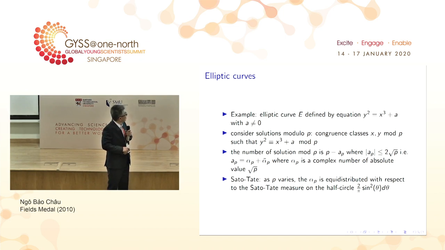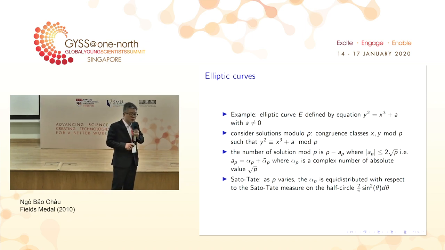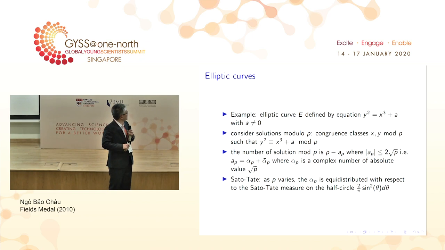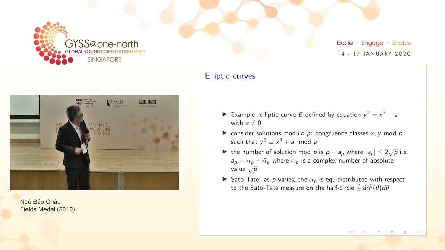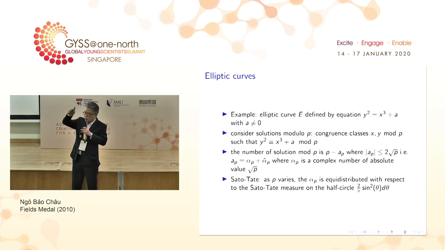But he even proved that it's actually a sum of 2 conjugate complex numbers. Each of them has absolute value square root of p. So that's why the sum of them cannot be larger than 2 square root of p. Okay. And then you can ask these questions. So with this, you divide by square root of p and look at the angles. So you have to ask how this angle varies when p varies.